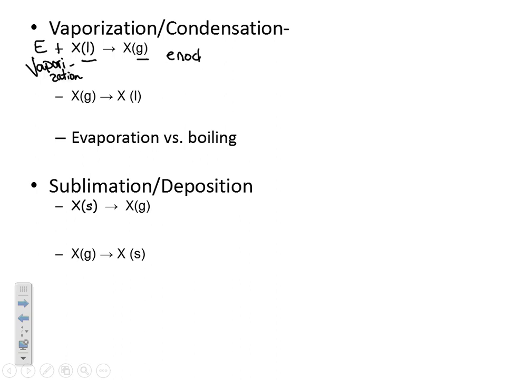Whereas condensation or condensing is going from the gaseous state to the liquid state. And of course that is an exothermic process.